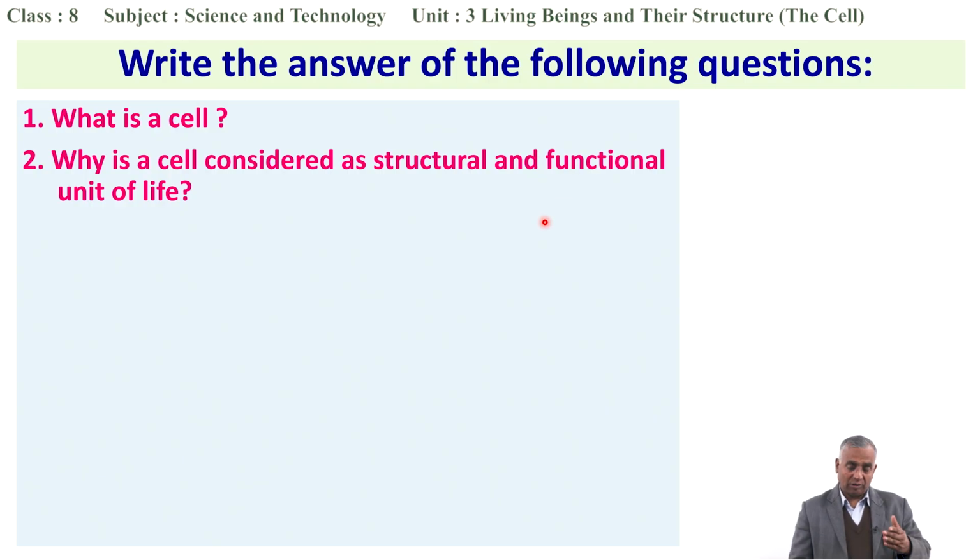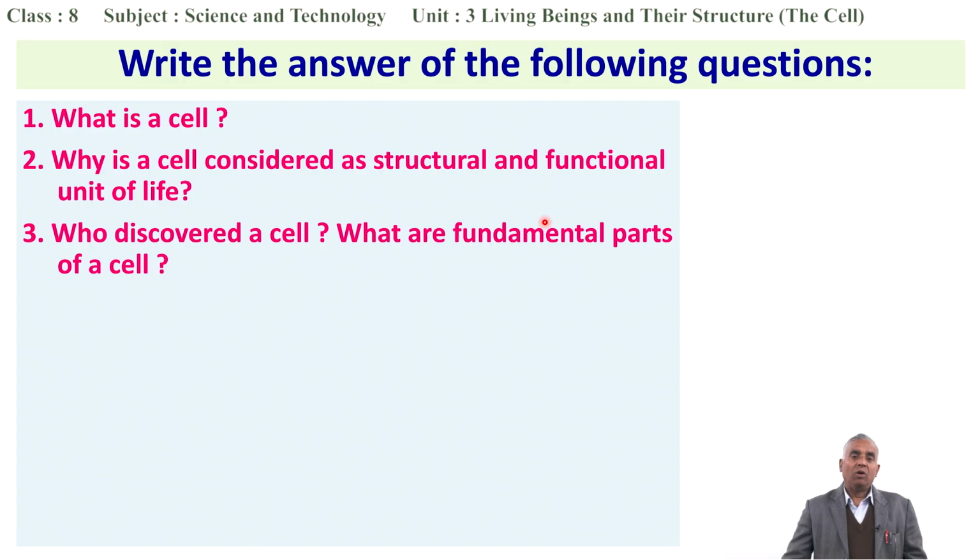Due to that reason, you have to explain a little bit more by giving examples. Who discovered the cell? Yes, I showed you the photograph and asked whether you identify him or not. Yes, Robert Hooke. What are the fundamental parts of a cell? Fundamental parts, you can say 3: the outermost covering, cell wall or cell membrane, the cytoplasm, and the nucleus. Okay, they are fundamental. And then others are sub-parts, components of them.